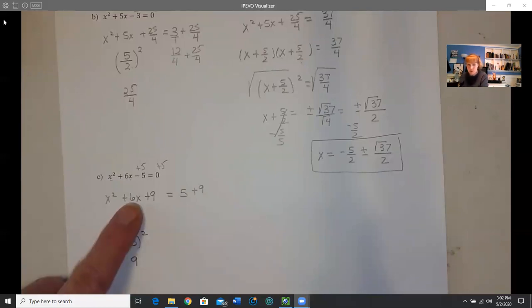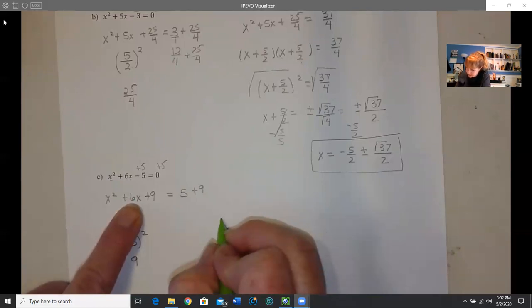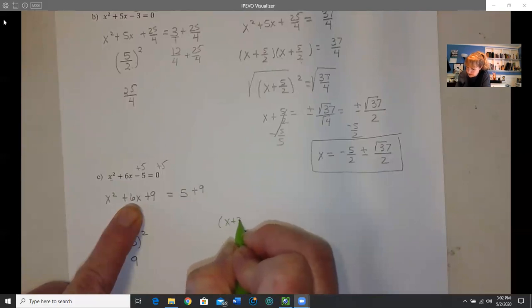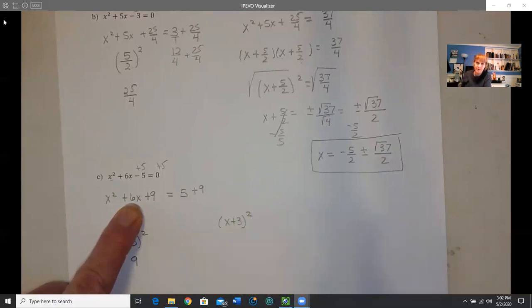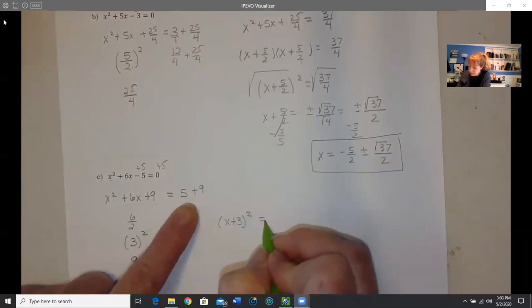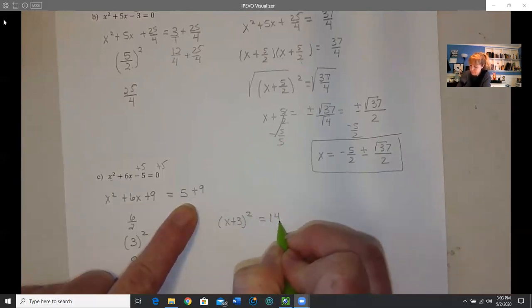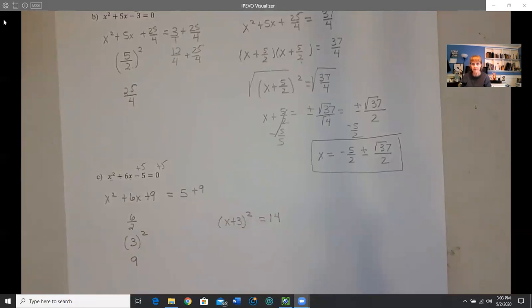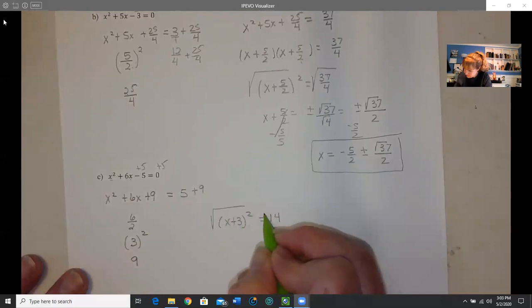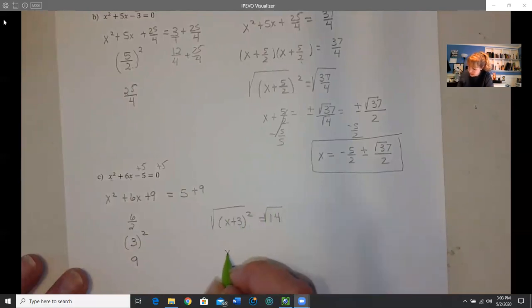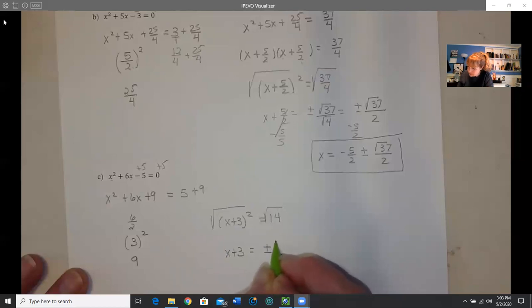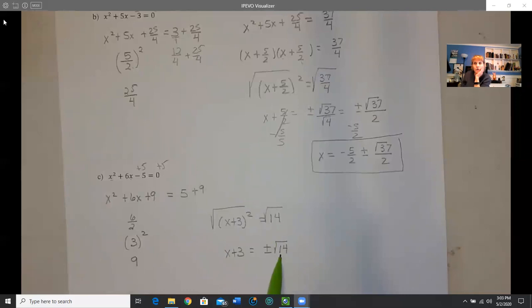So we've already done this one right here. This is x plus 3 squared. Okay, x plus 3, we've done that a couple times now. Equaling 14. Okay. Take the square root. So we have x plus 3 equals plus or minus the square root of 14. See if you can reduce the square root of 14.